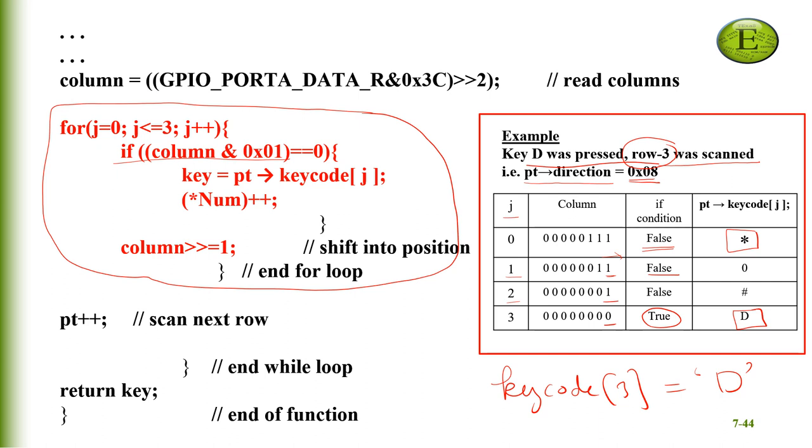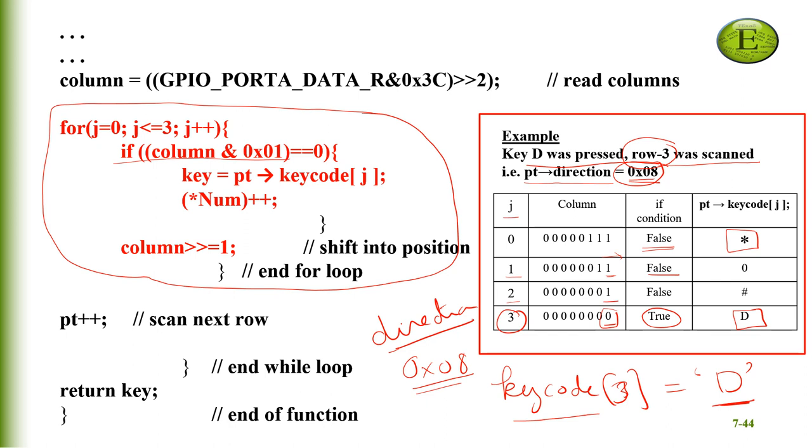How do we determine that? It's because the direction is hex 8. If we look at the struct row, when the pointer gives the direction value hex 08, then when the same pointer references key code 3, that is J equals 3, when this condition is true, the value is D. And that's how we determine that D was pressed.